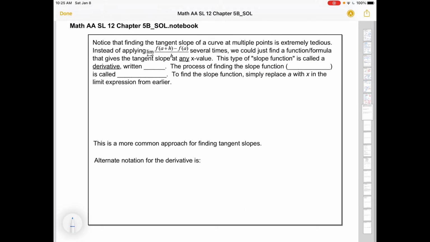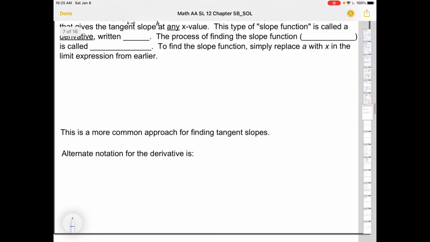So here's our setup. Notice that finding the tangent slope of a curve at multiple points is extremely tedious. So instead of applying this limit of f of a plus h minus f of a all over h several times, we could just find a function or a formula that gives the tangent slope at any x value.